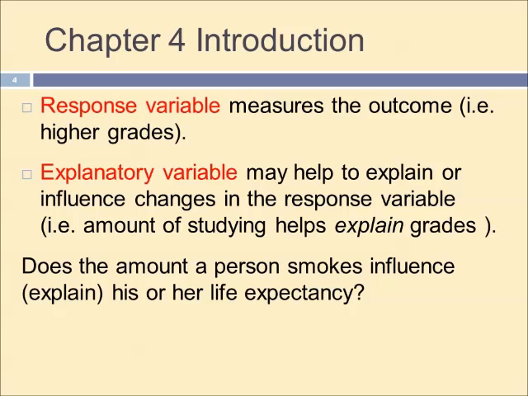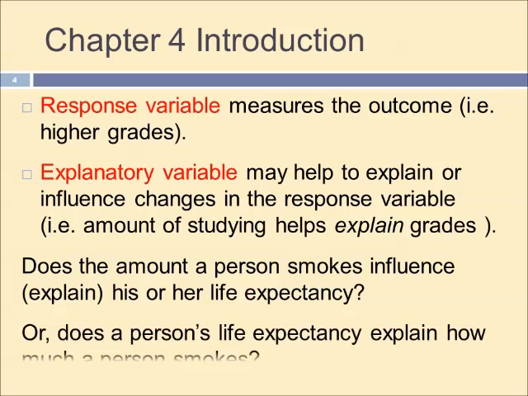So here's an example. Does the amount a person smokes influence or help to explain his or her life expectancy? Or does a person's life expectancy, how long he or she lives, explain or determine how much a person smokes? Well, obviously, it's the first case. There's a clear distinction between explanatory and response variable. The amount a person smokes influences his or her life expectancy.